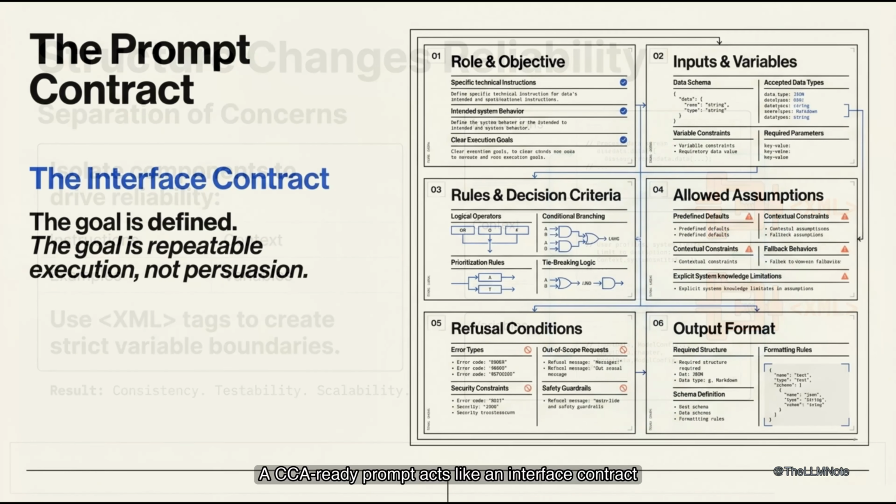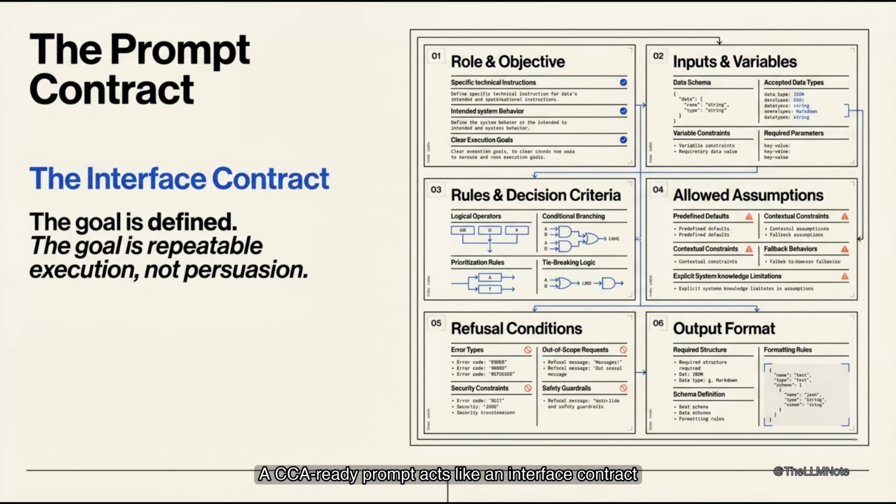A CCA-ready prompt acts like an interface contract. It defines the role and objective clearly. It specifies required inputs and constraints. It outlines rules and decision criteria. It lists allowed assumptions and refusal conditions. It mandates a specific output format.